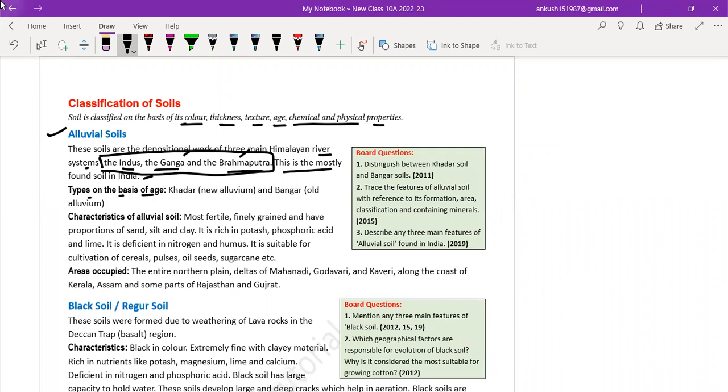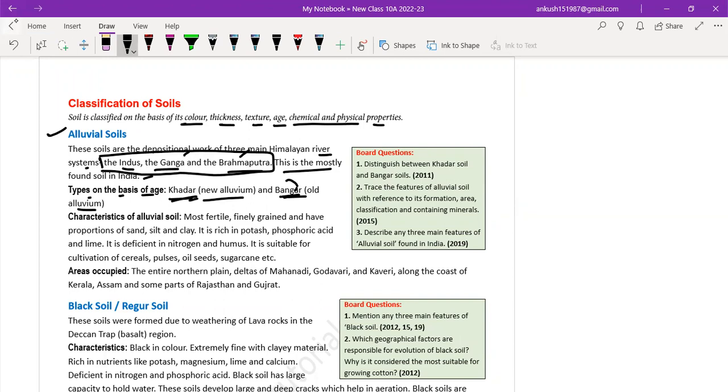Types on the basis of age. See, alluvial soil is now divided into two: Khadar, that is new alluvium, and Bangar, that is old alluvium. What is Khadar and what is Bangar? Khadar is the alluvial soil which is formed newly. Newly in the sense not just yesterday, but it has also taken a lot of time to form, but compared to Bangar, it is new. And Bangar is the soil which can be found deeper, and it also took millions of years.